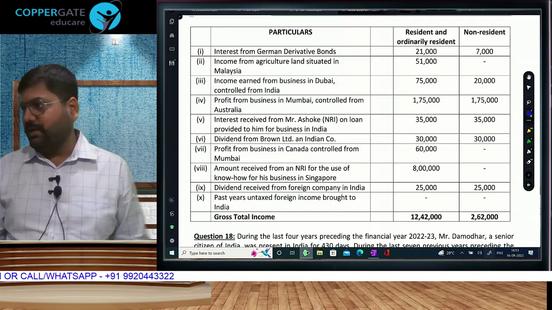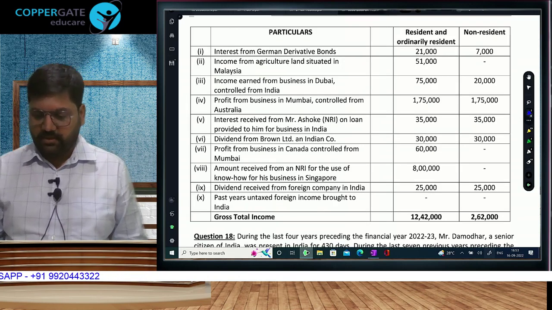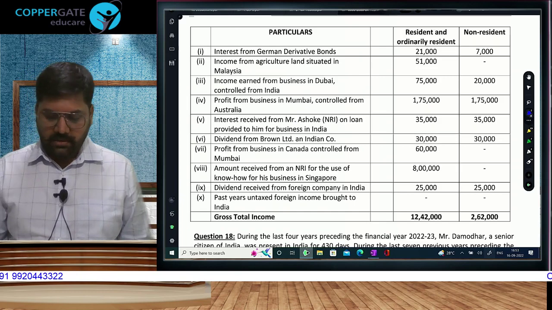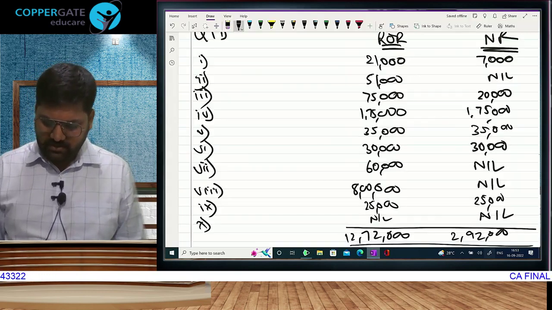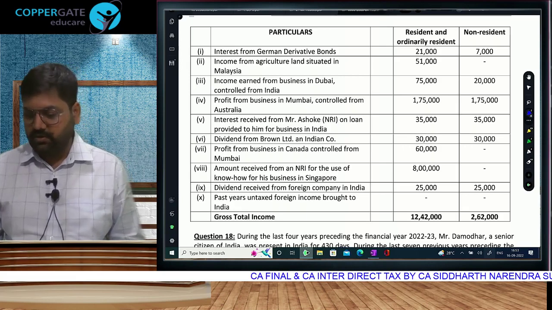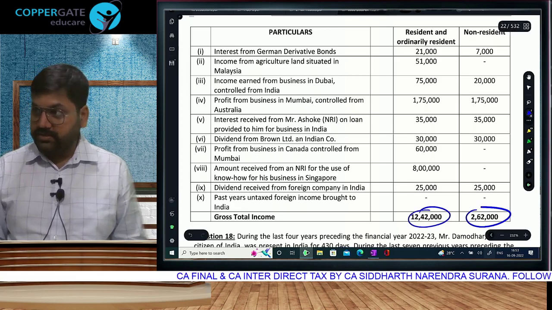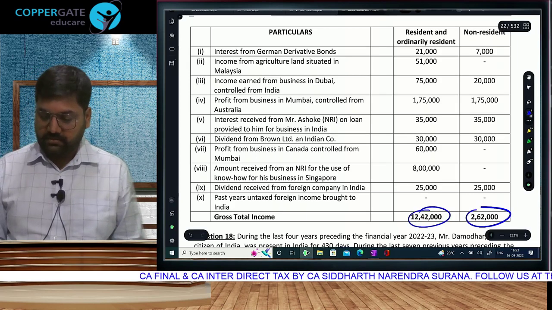Check करते जाओ. You all are anybody who has written the answers? Yes. साथ में check करो. 21 and 7 is matching. Yes. 51 and 0. 51 था क्या? 51 and 0. 75 and 20. 175, 175. 35, 35. 30, 30. 60, 0. 8 lakh 0. 25, 25. 0, 0. Then why is your total and our total not matching? Is this total wrong? These totals are wrong. 100%? Yes, sir. Verify once again. Yes, sir. This is wrong.